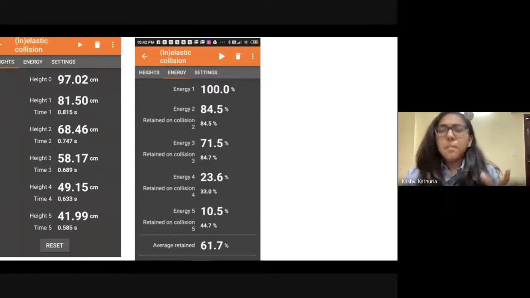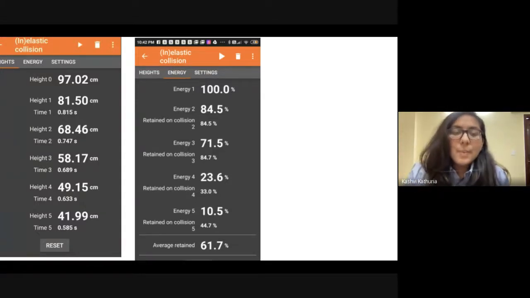Now, at some point, I definitely had a curiosity: why doesn't it reach back to the same height, right?